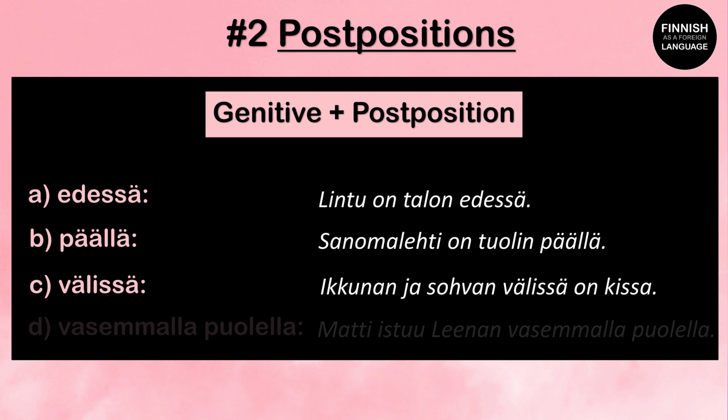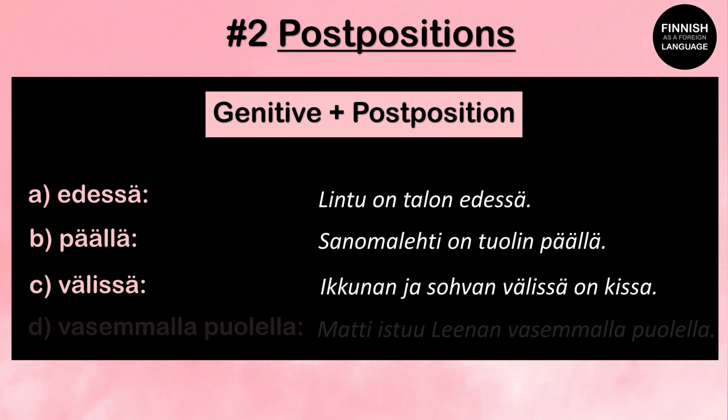Two more examples. Välissä means in between or between. For example, ikkunan ja sohvan välissä on kissa means the cat is between the window and the sofa. So, ikkunan is the genitive case of the word ikkuna, which means window, and sohvan is the genitive case of sohva, which means sofa. Both of these words do stand here in the genitive case because they are followed by the postposition välissä, which means between or in between, and kissa means cat. So let's repeat.